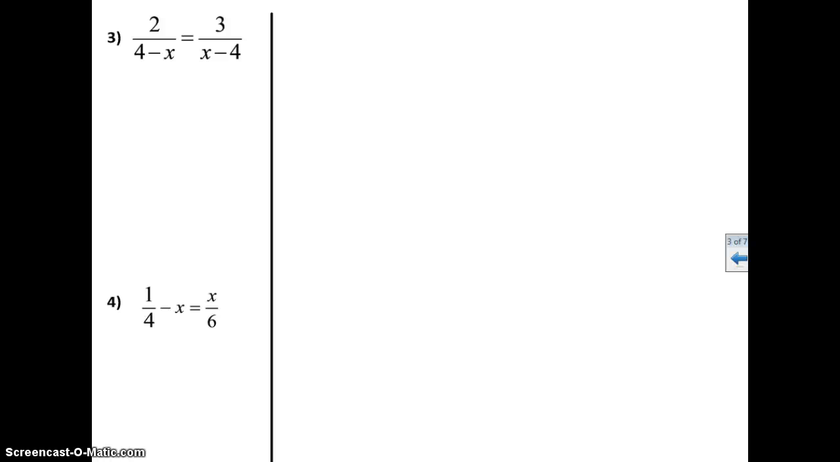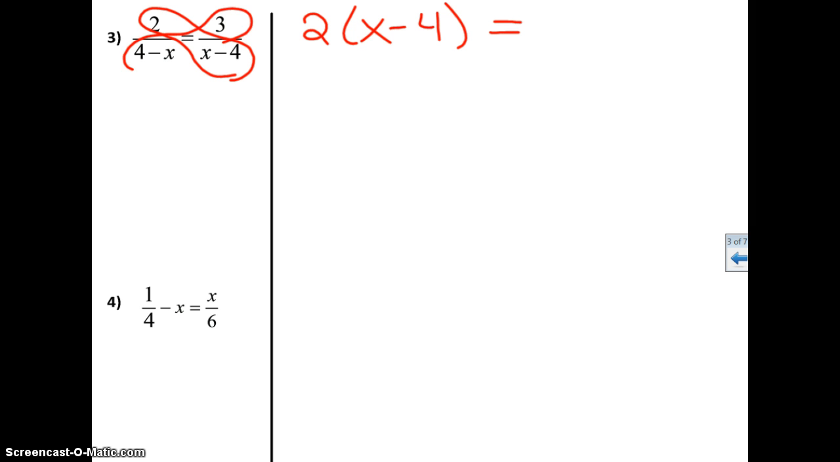Number 3 and 4, well, 3 is very similar as well, so we'll go through this one relatively quickly. I'm going to take, again, my cross product, so 2 multiplied by (x minus 4), and I want to set it equal to the other cross product, which is 3 multiplied by (4 minus x). If I distribute, I'm going to get 2x minus 8.